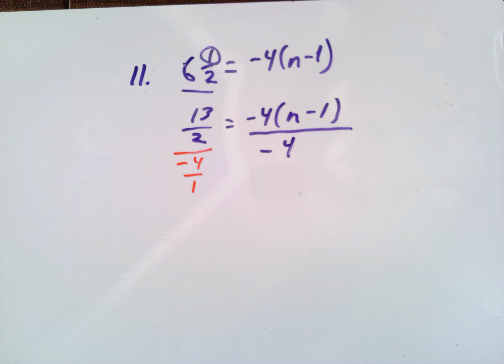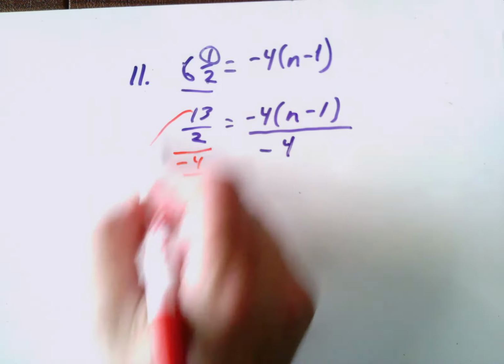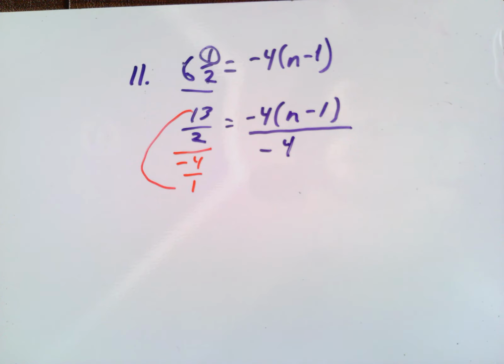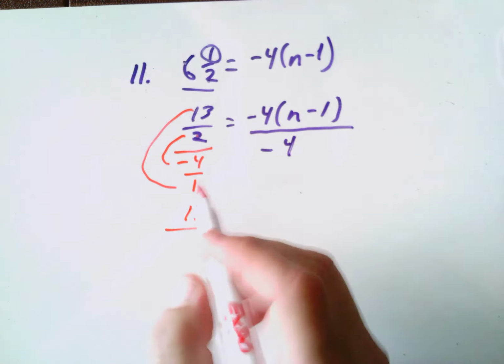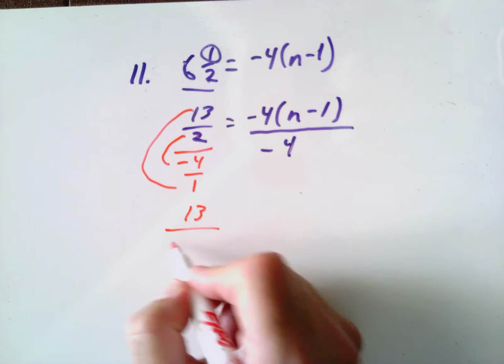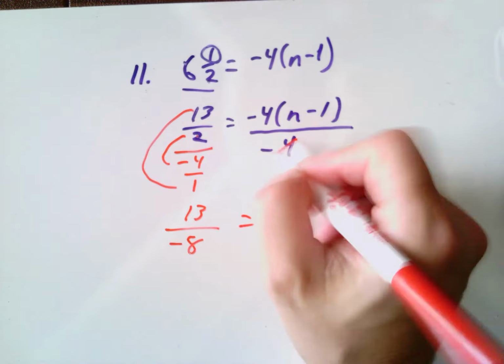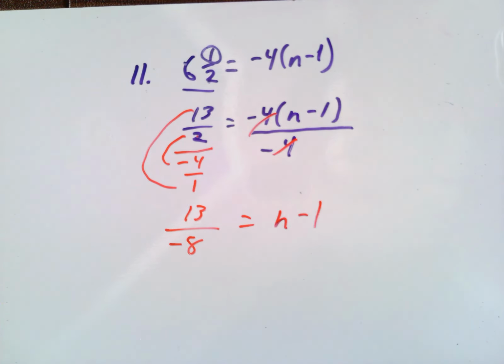And I learned this in college, and I just made up this term. I call it the sandwich method. And what I mean by that, we multiply the buns, we multiply the patties. So 13 times 1 is 13. The patties, 2 times -4 is -8. Notice how these cancel, and all I'm left with is n minus 1.